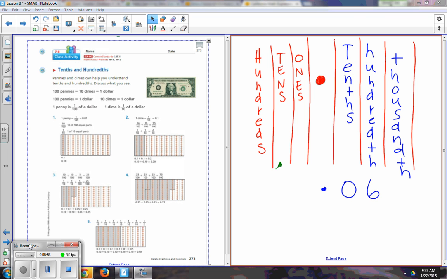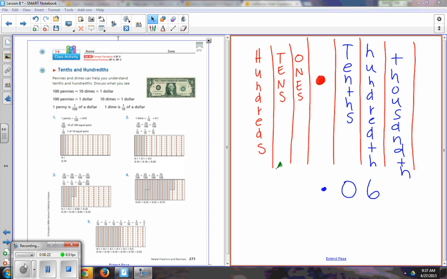So here it says 1 penny equals 1 hundredth, or 0.01. 10 hundredths, or 10 out of 100 equal parts, is 1/10. So 1 of 10 equal parts. Right here, you see there's 10 equal parts. There's 10 pennies. So tenths and hundredths is all about these visuals.